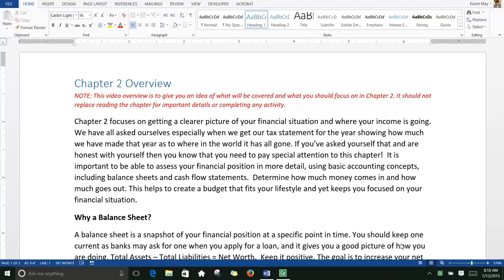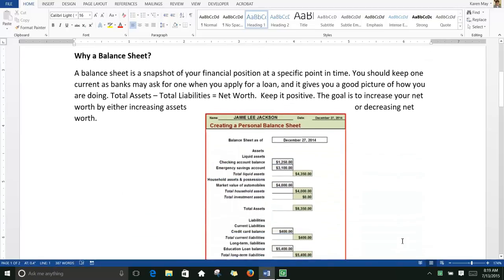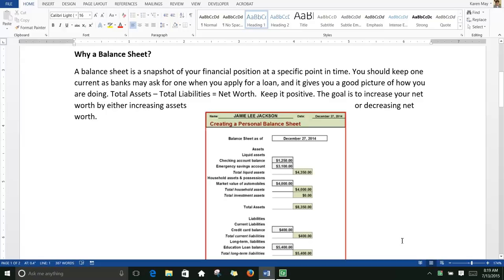Why a balance sheet? A balance sheet is a snapshot of your financial position at a specific point in time. You should keep one current, as banks may ask for one when you apply for a loan, and it gives you a good picture of how you are doing. Total assets minus total liabilities equals net worth, a basic equation. Keep that positive. The goal is to increase your net worth by either increasing assets or decreasing liabilities.